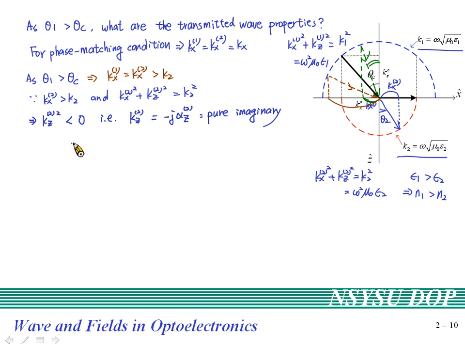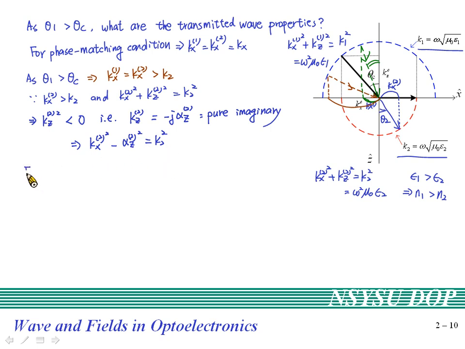Then we will take this into here. Then we will have kx2 squared minus alpha z2 squared is k2 squared. So kx2 larger than k2 makes sense. Okay? And as TIR happens, we will have this conclusion.